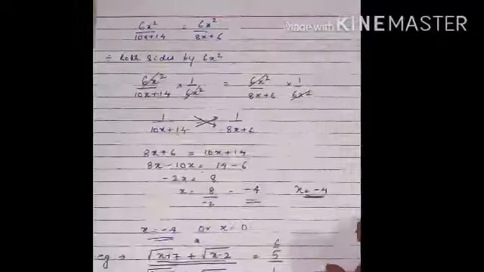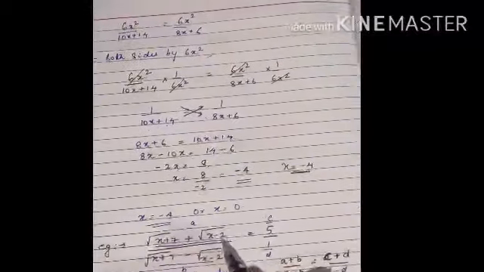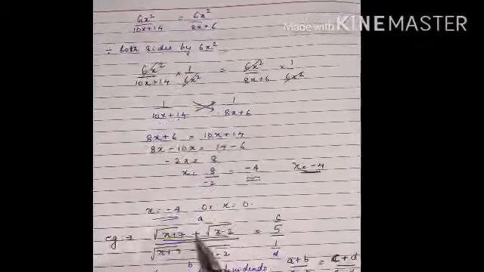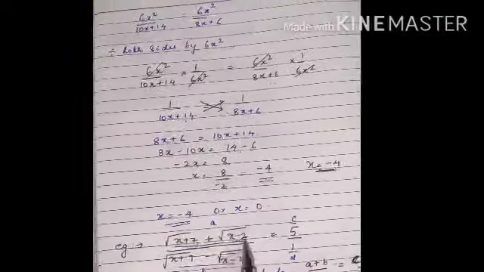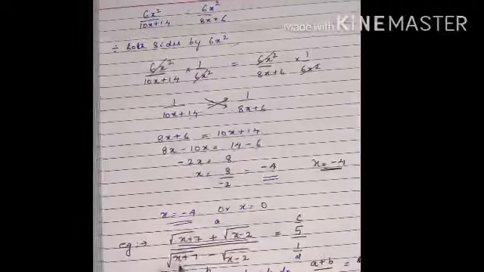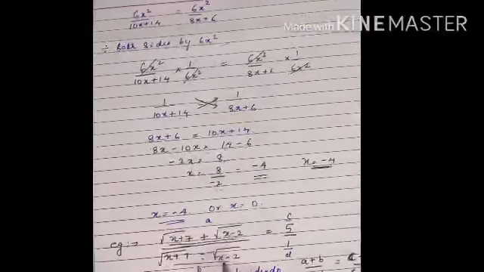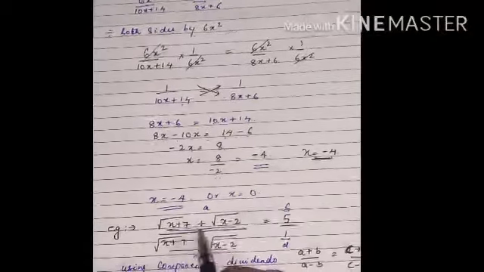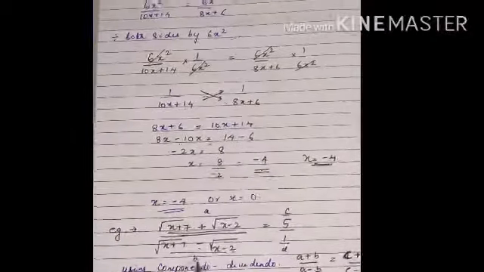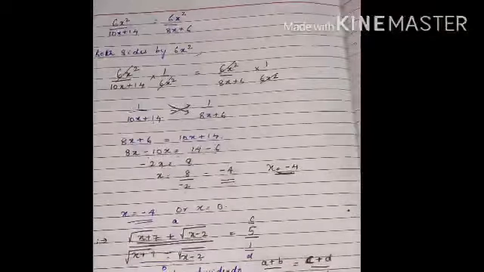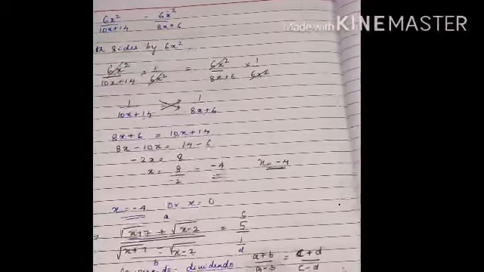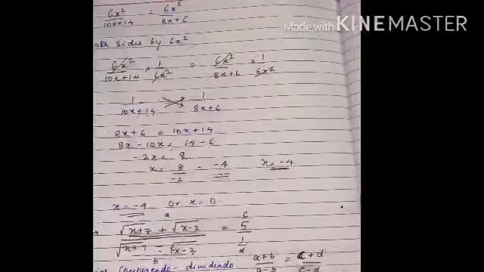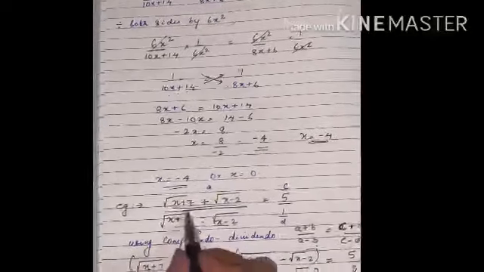Let's take one more example to understand this better. This is slightly complicated and we are going to use componendo and dividendo both. See, here it is root x plus 7 plus root x minus 2 divided by root x plus 7 minus root x minus 2. So this entire term is a, this entire term is b, this is c and this is d. Our componendo and dividendo formula is a plus b by a minus b equal to c plus d by c minus d.